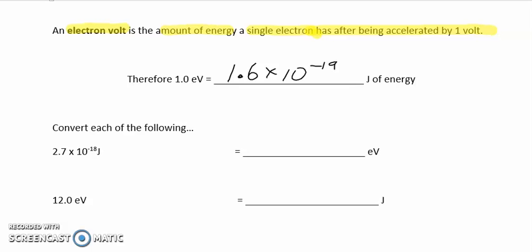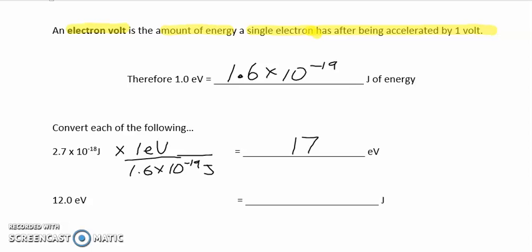So if we wanted to do a conversion, this ratio is on your formula sheet. If we got 2.7 times 10 to the negative 18 joules of energy, we're going to multiply that by 1 electron volt over 1.6 times 10 to the negative 19 joules. And really this is just multiplying by 1 because these energies are equivalent to one another. And what you wind up with is 17 electron volts of energy to 2 significant digits.